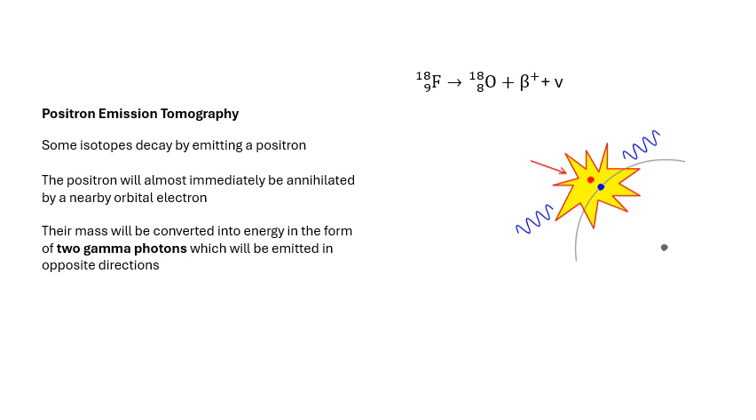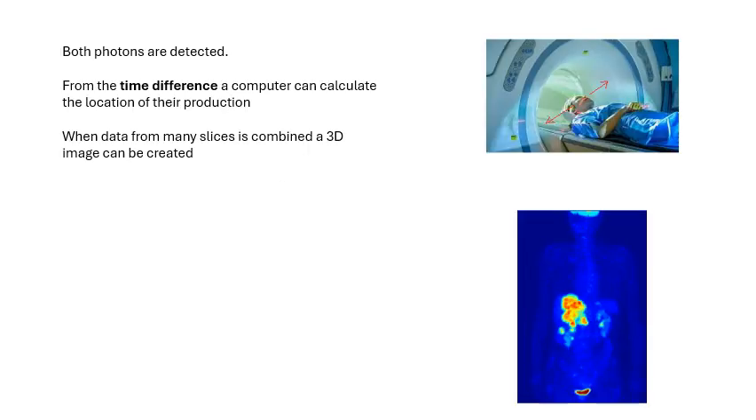Positron emission tomography. If you look at the equation there, fluorine-18 decays, and one thing it produces is a positron. That positron almost immediately will annihilate: it will hit an electron, so you've got antimatter and matter, and you'll get two gamma photons emitted in opposite directions. Then you can detect the gamma photons and figure out where all of this happened. Both photons are detected, and from the time difference, the computer can work out where they were produced.